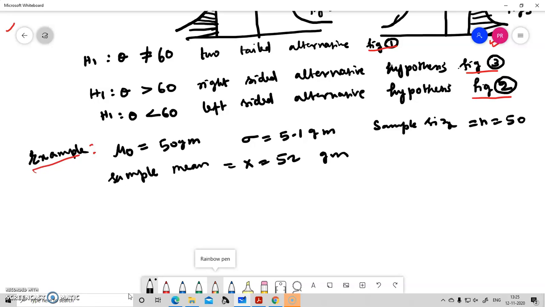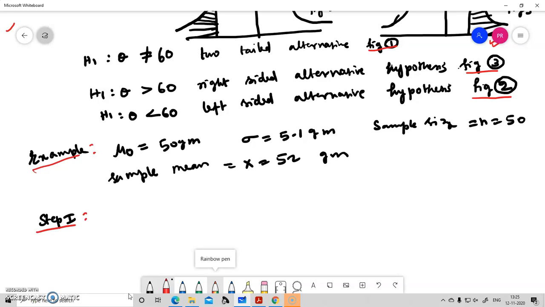Here mu naught is 50 grams, that is, the population mean is given as 50 grams, and the population standard deviation is 5.1 grams. The sample size is 50 potatoes, n equals 50, and the sample mean x̄ equals 52 grams. So to carry out the above test, we have to follow the following steps. We take step 1.